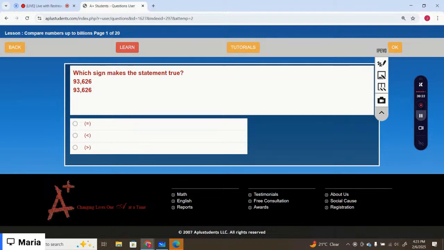Which sign makes the statement true? 93,626 and then 93,626. Which is the correct option? The numbers are exactly equal. Option number 1 is the correct option.